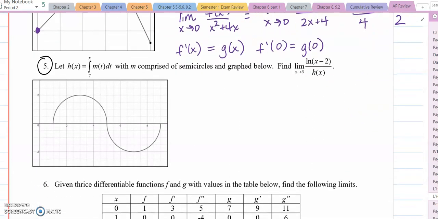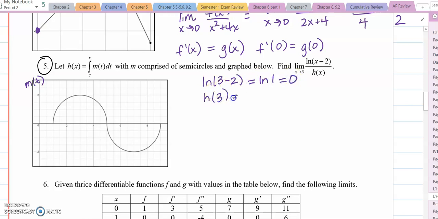Number 5. Similar idea, different graph. Let h be equal to the integral from 7 to x of m of t dt, with m comprised of semicircles and graphed below. So this is our graph of m. Find the limit as x goes to 3 of natural log of x minus 2 over h. So the natural log of 3 minus 2 is the natural log of 1, which is equal to 0.